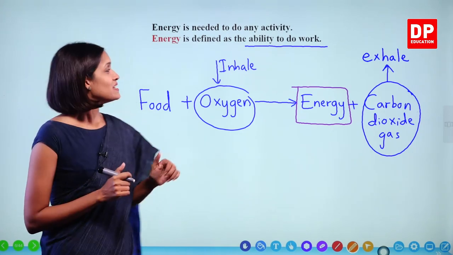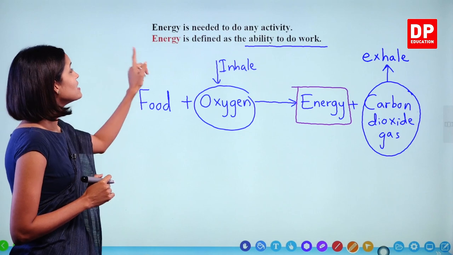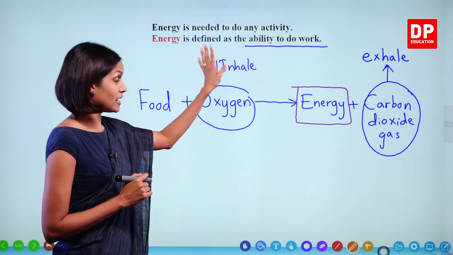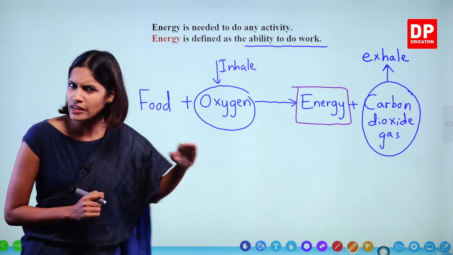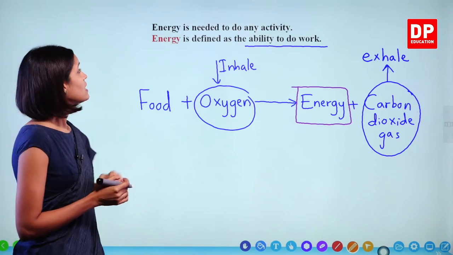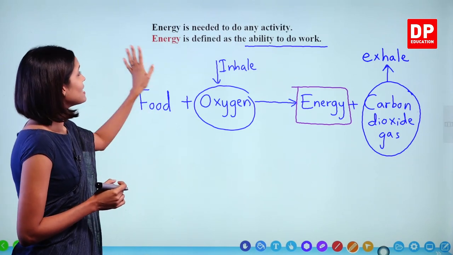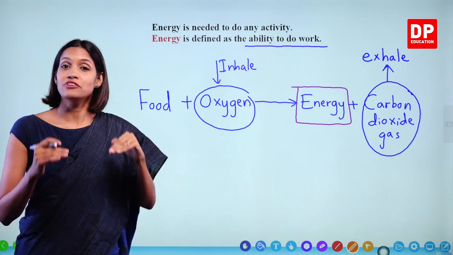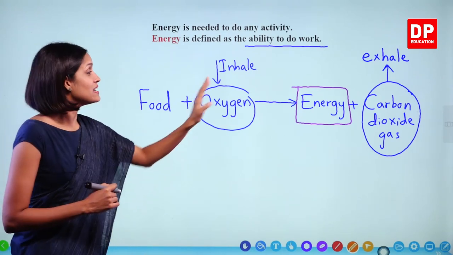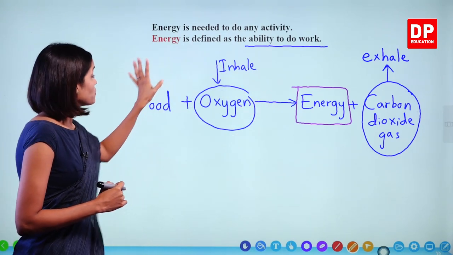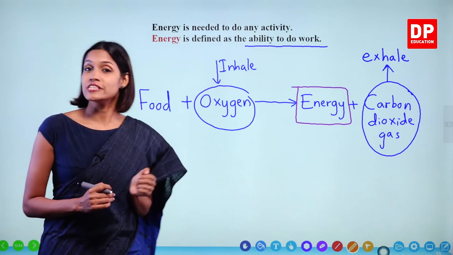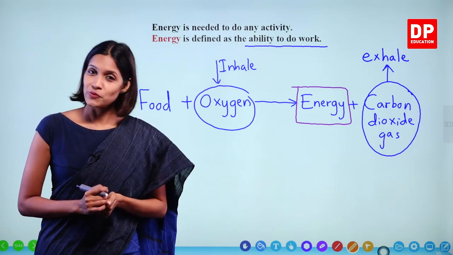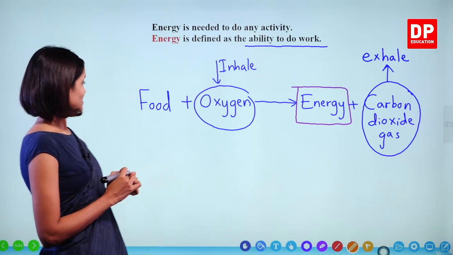Okay, children. So now we all know energy is needed to do any activity. You can't do any activity without energy. And you also know that energy is defined as the ability to do work. And we all learned earlier, energy is produced by the food reacting with oxygen in your body. Okay, children?